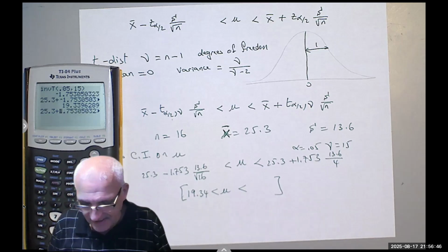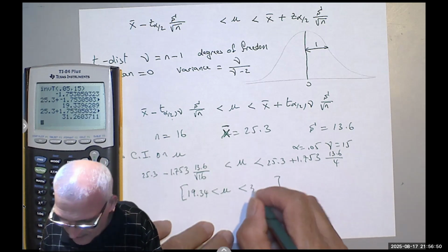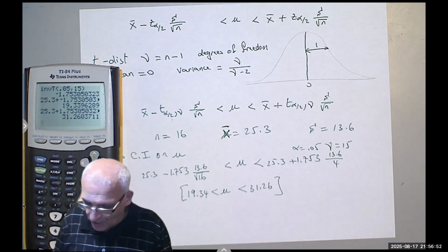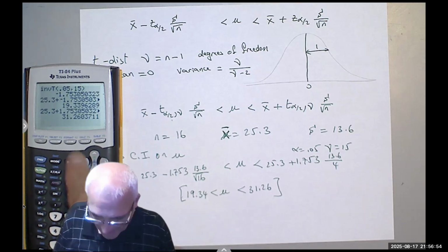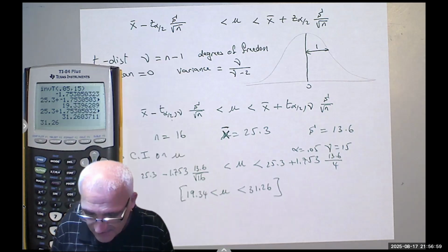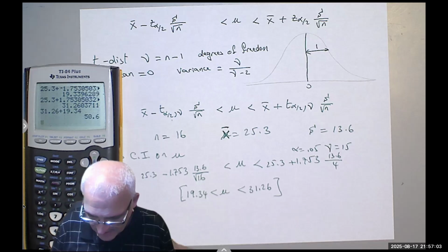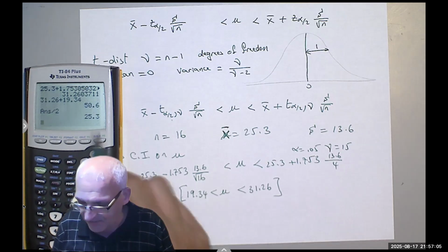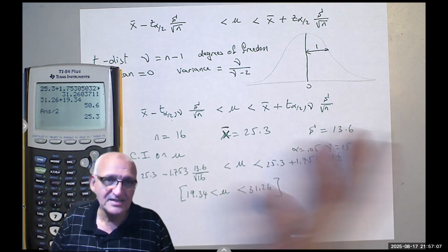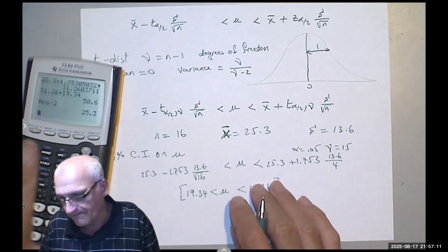Okay, you delete the negative to make it positive, and you get 31.26. Notice that if I average these two, 31.26 and 19.34, ignoring the decimals, and then I divide by 2, I get 25.3, which is the mean. So that's your check that you didn't click a wrong button or something.